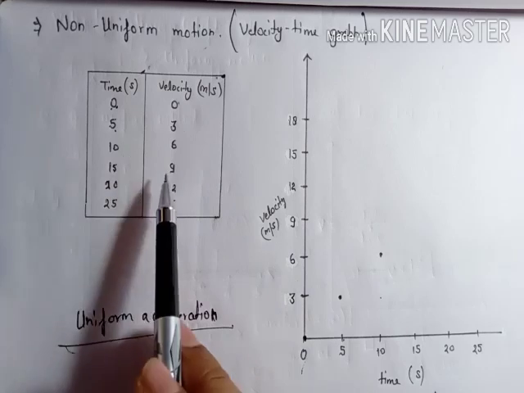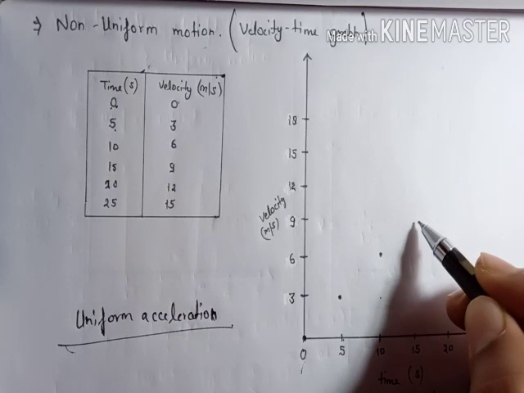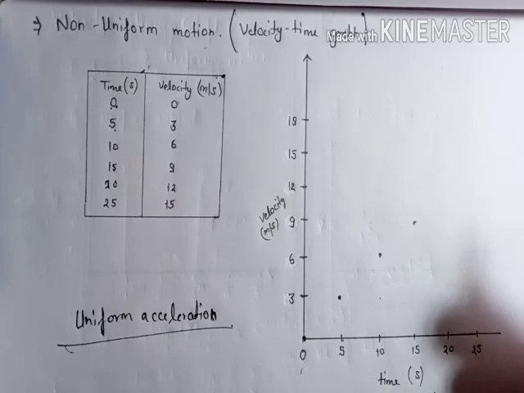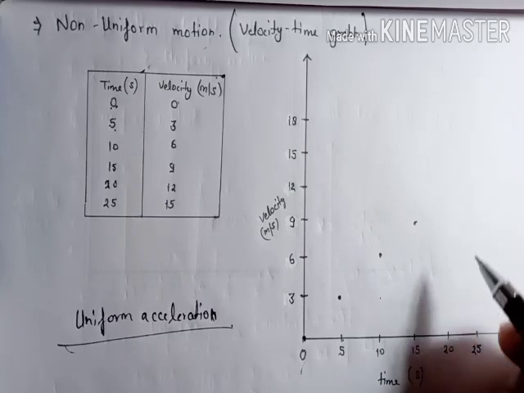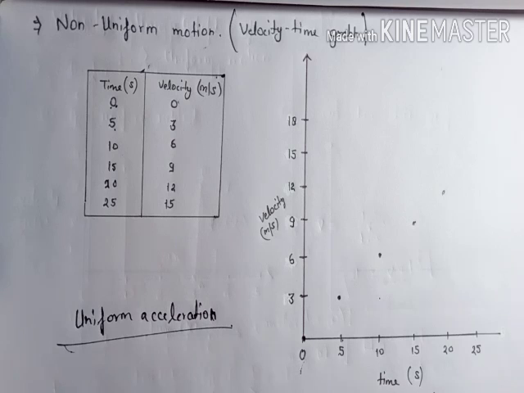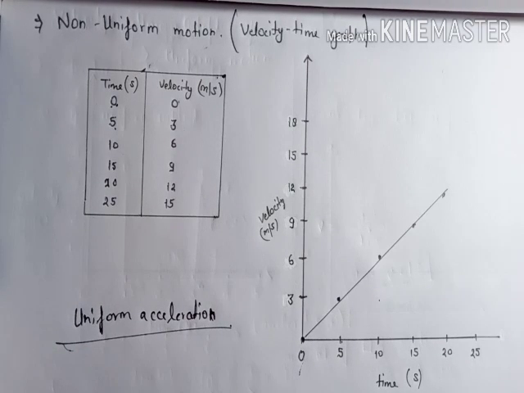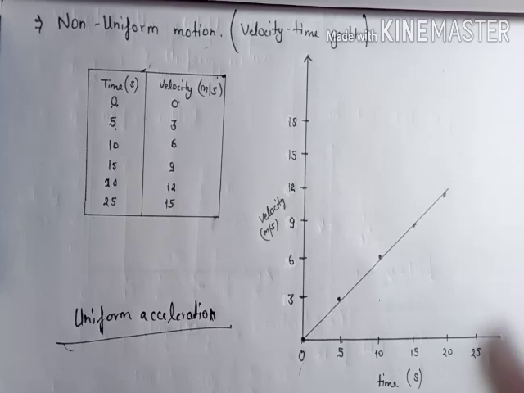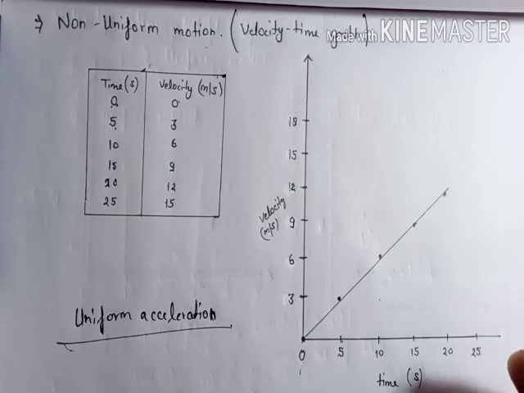And after 15 seconds, the velocity is 9. So yes, it is here. After 5 seconds more, that is after 20 seconds, it is 12. So again you get a linear expression. How? Join these points and you get a linear graph. And you can see when acceleration is uniform, velocity is continuously increasing. So here velocity is proportional to time. As time increases, velocity also increases because of this acceleration. So you can plot this graph here.